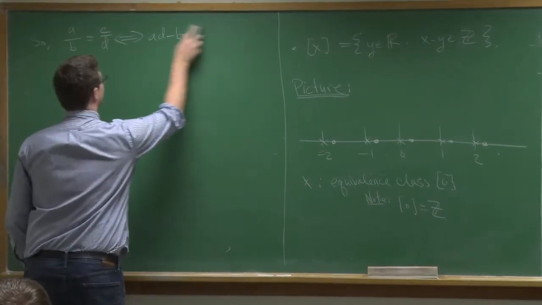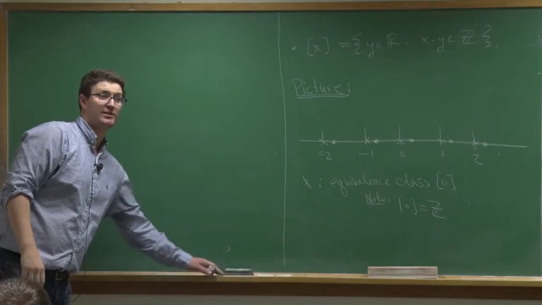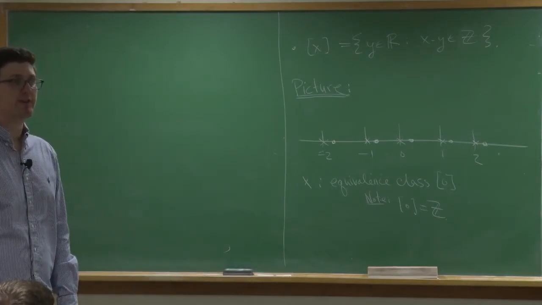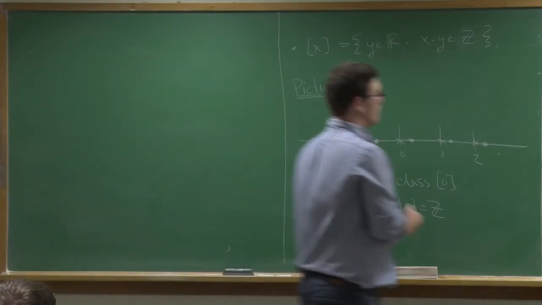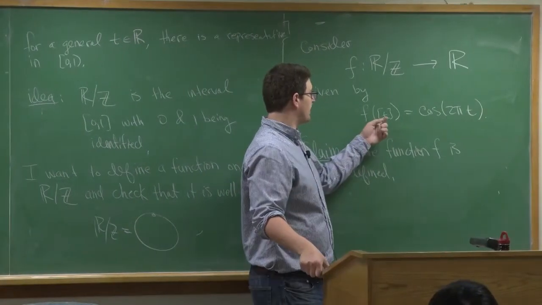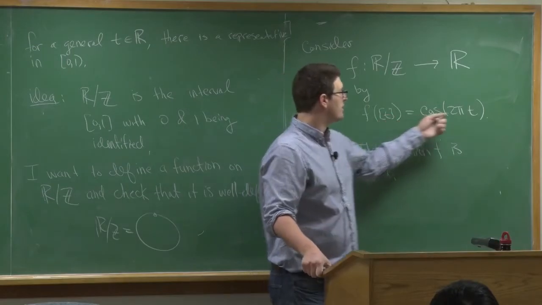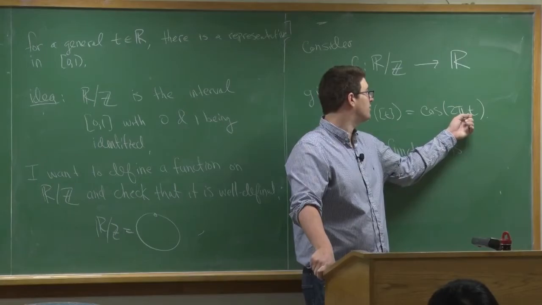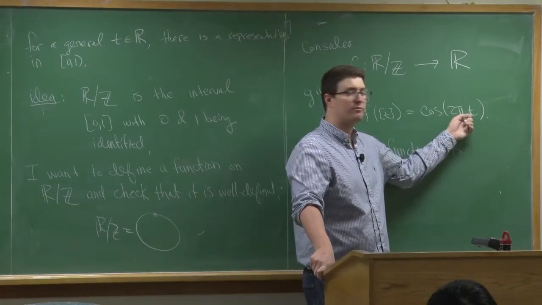Try some values to see if they work. That's a good thing, right? To try some values. So like 0 and 1. That would be some scratch work. Let's try 0 and 1. 0 and 1 have the same class because they differ by an integer. So what's cosine 2 pi of 0? It's 1, right? And then cosine 2 pi of 1 is also 1.